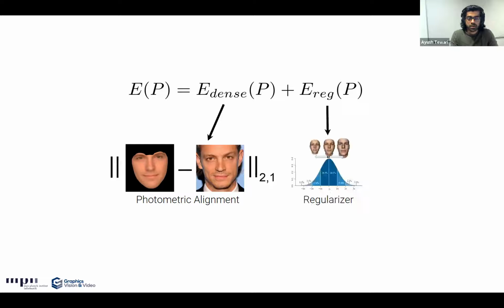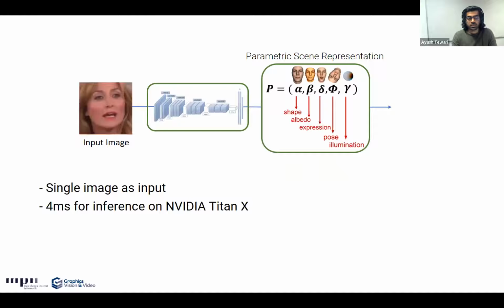Then we have some regularizers on the parameters of the 3D morphable model, which just says that the reconstruction should not be too far away from the mean of these models. Once it is trained, at inference we can perform reconstructions from a single image, and it is quite fast because the CNN is very lightweight. We used an AlexNet here.